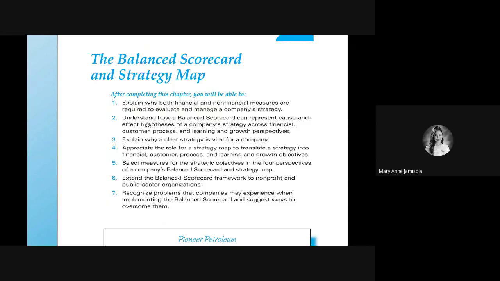And then we should be able to understand how a balanced scorecard can represent cause and effect hypothesis of a company's strategy across financial, customer, process, and learning and growth perspectives. So, here in this chapter, we will discuss the four perspectives under the balanced scorecard.